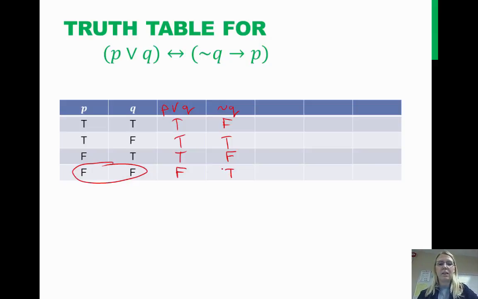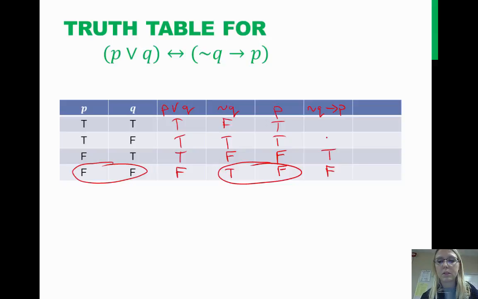We have an if not Q, then P. In this case, I'm going to copy the P over here so I can make sure it's in the right order for the if-then statement. So it'll be true, true, false, false. And now I can put those two things together like this. Remember, the first statement has to be true and the second has to be false for a false. Well, we have that right here. So that'll be false on the bottom, but the rest will be true.